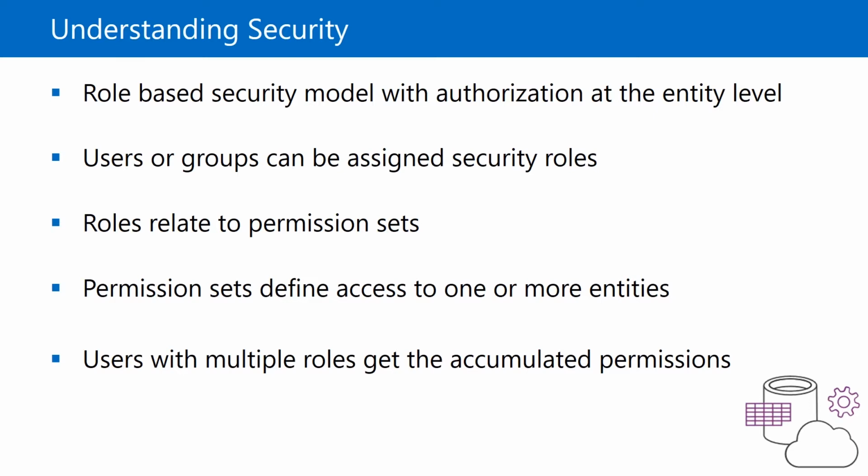Security roles relate to permission sets, and a permission set defines a set of access to one or more entities. Similar to what we're used to with Dynamics 365 security principles, when a user has multiple roles, they get the accumulated permission across the different roles. The access levels tracked are create, read, update, and delete. And the Common Data Service comes with permission sets for all of its entities, grouped into two permission sets, a view permission set as well as a maintain permission set. But you can create your own to meet your individual application needs.